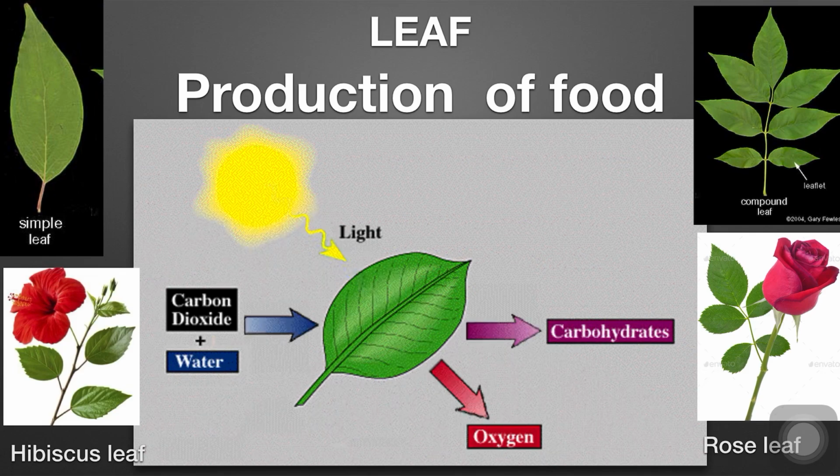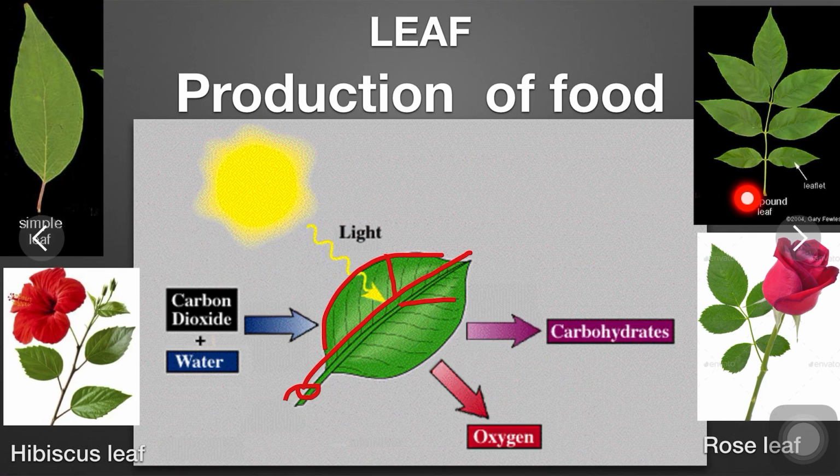The leaf is flat. Leaves are mainly of two types: simple and compound leaves. As you can see in the diagram, the hibiscus plant has a simple kind of leaf and the rose plant has a compound kind of leaf.